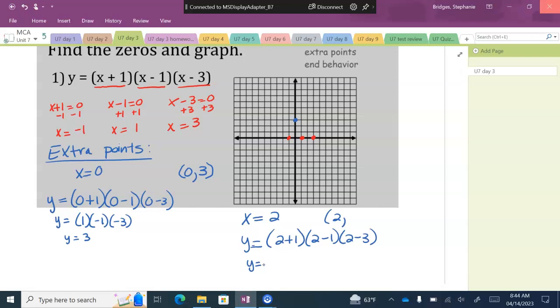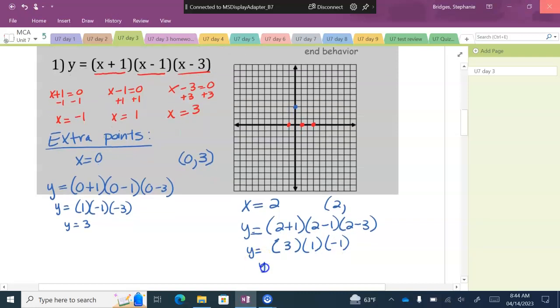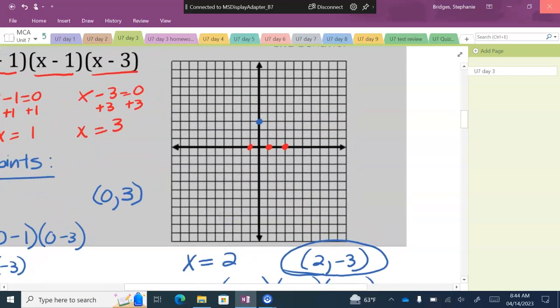2 plus 1 in my first parenthesis is 3. 2 minus 1 is 1, and 2 minus 3 is -1. So what do I get if I multiply 3 times 1 times -1? -3. So the other extra point that I'm going to plug in there is the point (2, -3). So I'm going to go to my graph and put that point.